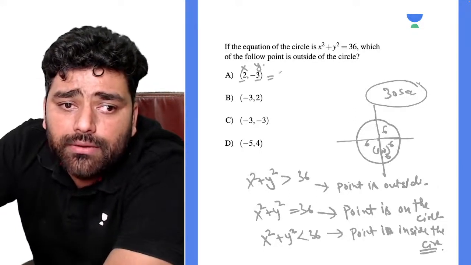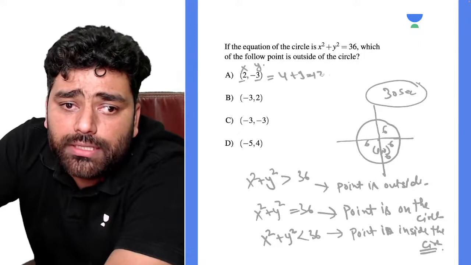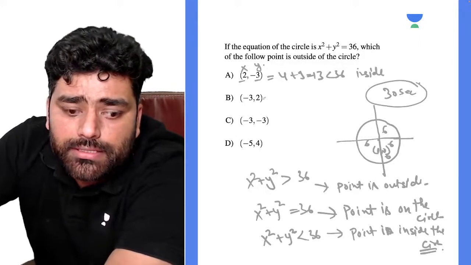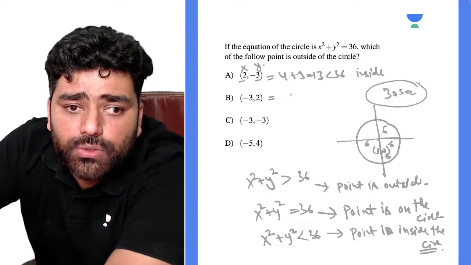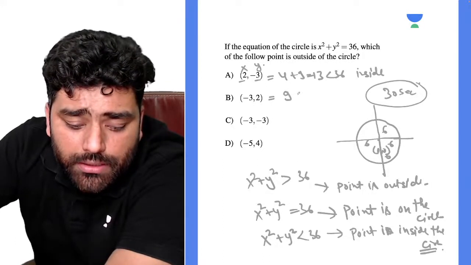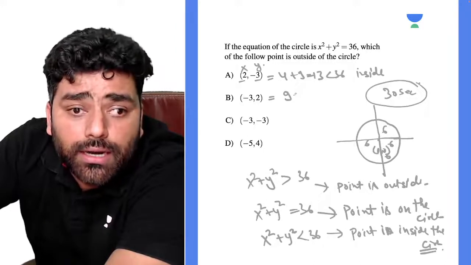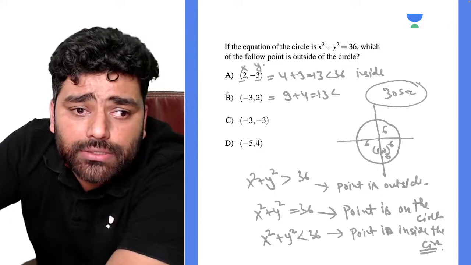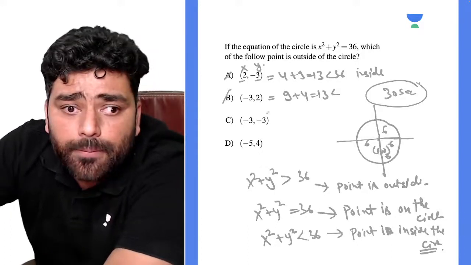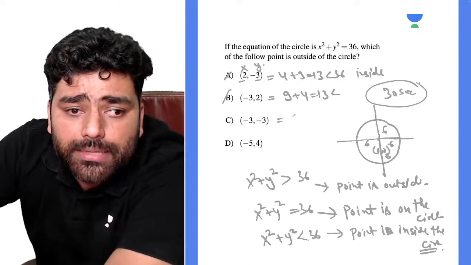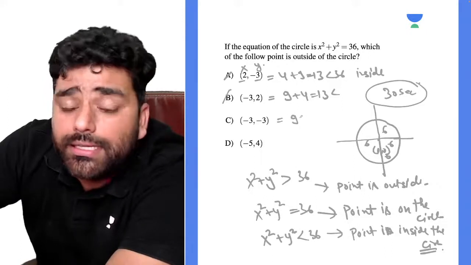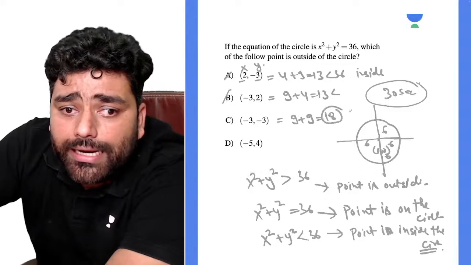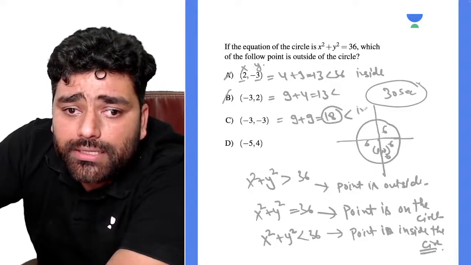Correct? So now you see this point, so you find the x square and y square for these points. So what is this? 4 plus 9, that is going to be 13, that is less than 36, that means this point is inside. Same, you find the negative of 3 square and 2 square, that is going to be 9 plus again 4, that is equal to 13, that is again inside. So you can just eliminate side by side. And then the third one, the C part, negative 3 square is 9, and then 9, so this is going to be 18, right? 18 is again less than 36, so that point is also inside.